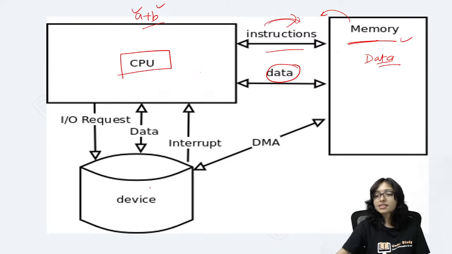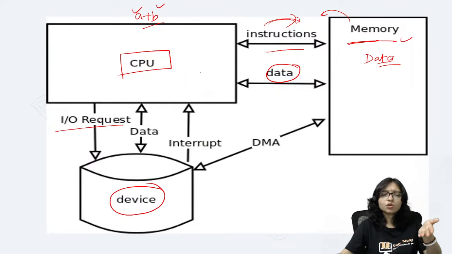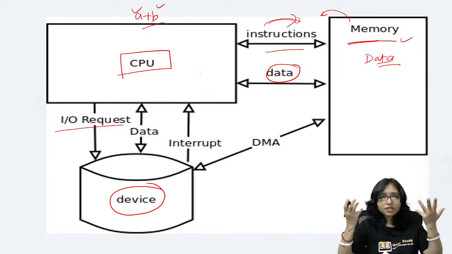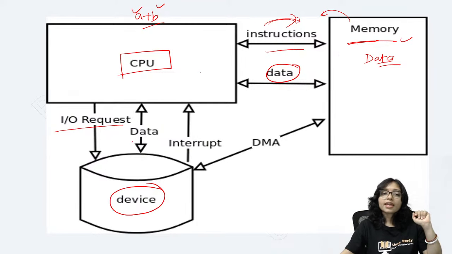Now there are some devices also. Here the device is doing an IO, input output request. Input output devices can be there, like keyboard, mouse, all the devices can be there. Here also you can take the data and send the data.